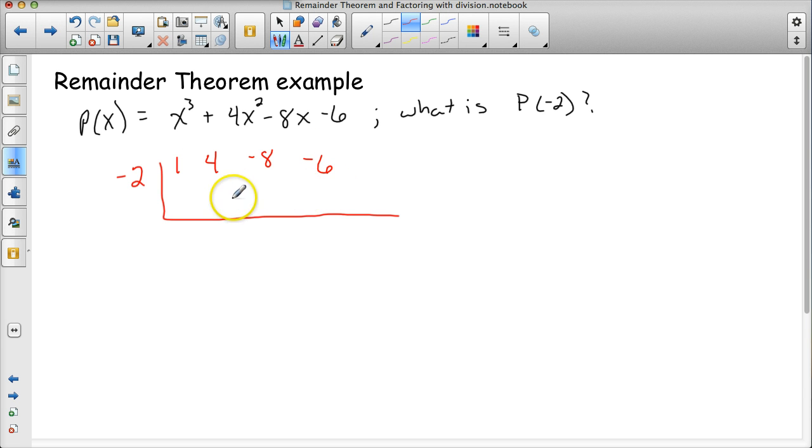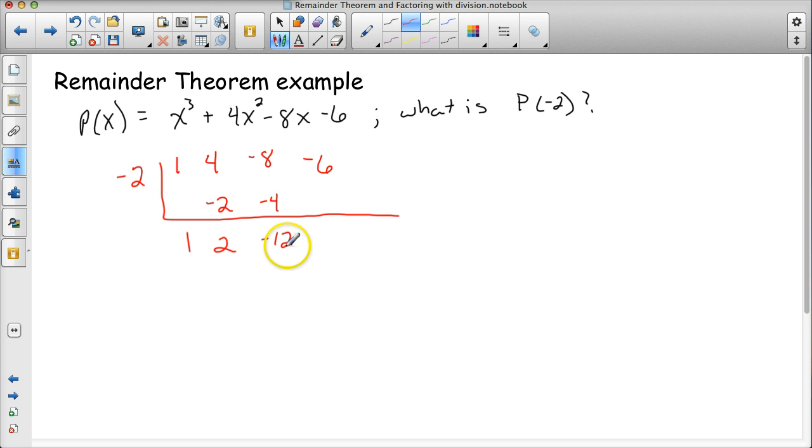Remember that with synthetic division, we're going to drop the leading coefficient, multiply it by the divisor. 1 times negative 2 is negative 2. Add it to that coefficient. 4 plus negative 2 is 2. And repeat. Multiply by the divisor. Add to the coefficient.